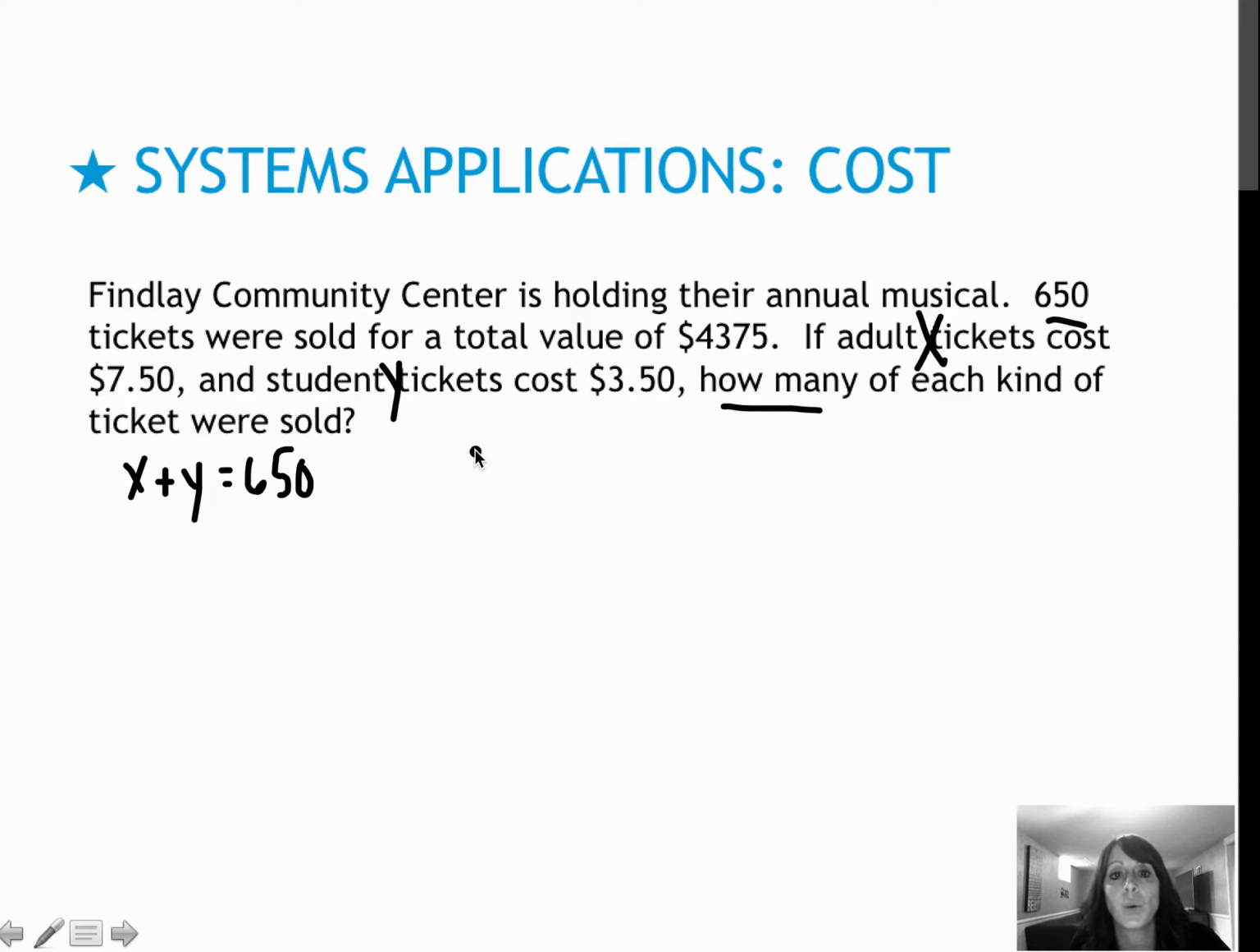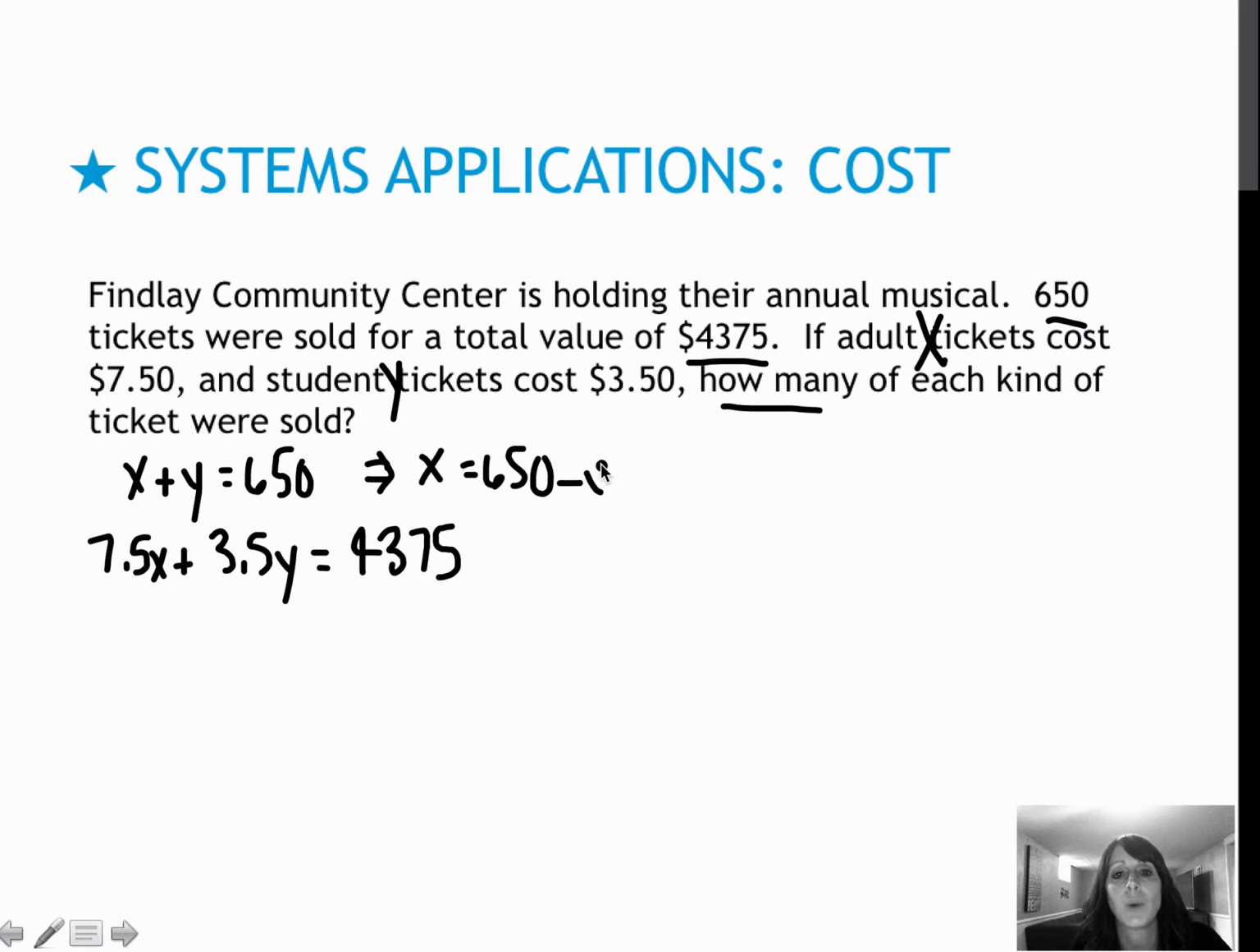The other equation will deal with the value of the tickets, which would be 7.5 for every adult ticket and 3.5 for every student ticket, for a total value of 4,375. To solve this one, I'm actually going to use substitution. So I'm going to call my first equation x equals 650 minus y by rearranging it, which means here I will replace x with 650 minus y so that I can then solve to first find the value of y.